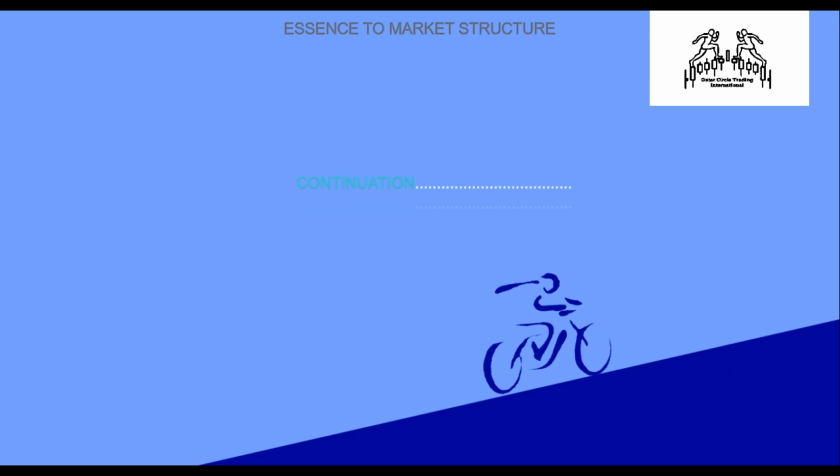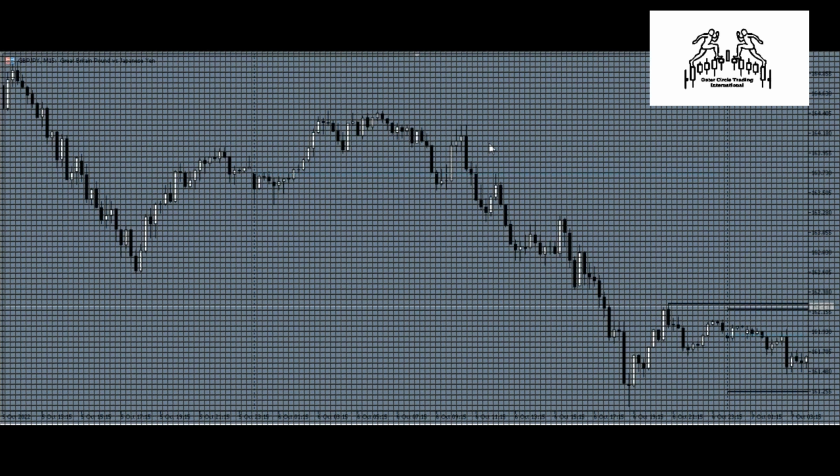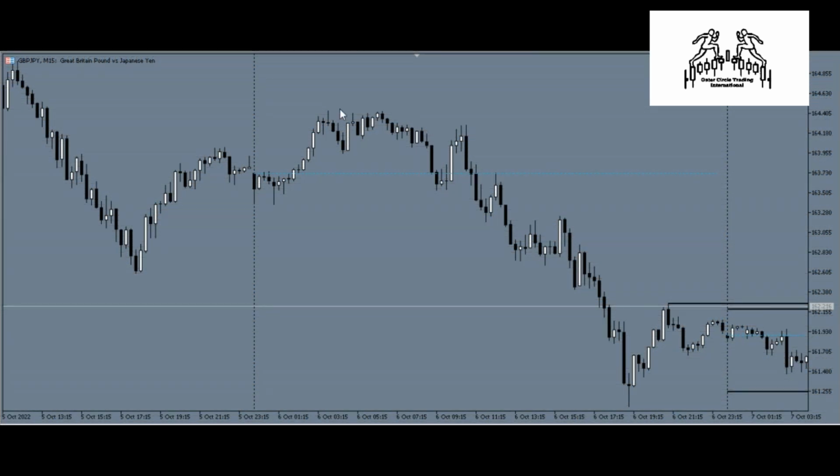This is the basis of market structure. We are looking here, it's the GBP JPY, currently on a bearish trend, has a bearish bias, but I will be taking you through some of the things I was talking about on the theory part. So now we'll be applying the concept and having a deep understanding of what is happening on market structure.